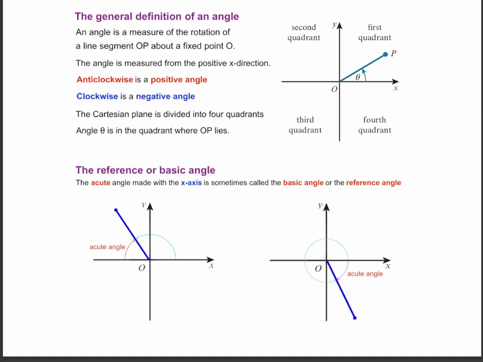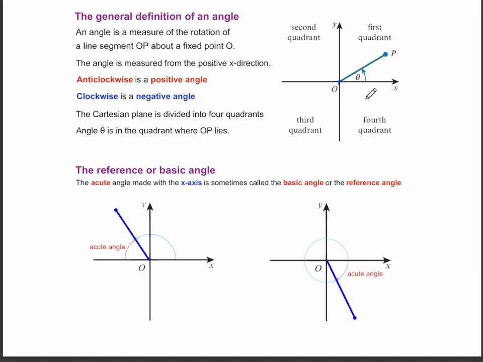Next, this is a general definition of an angle, where the angle is a rotation of the line segment about the fixed point O. Okay? And that angle is always measured from the positive x direction, meaning we go anti-clockwise, right? From the x-axis, we go upwards, anti-clockwise. If you go clockwise, then it's a negative angle.